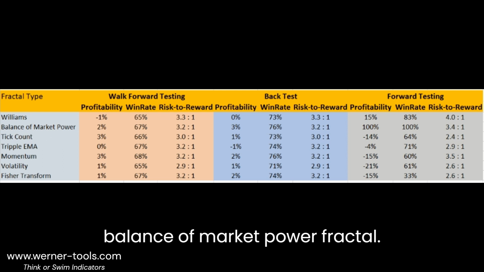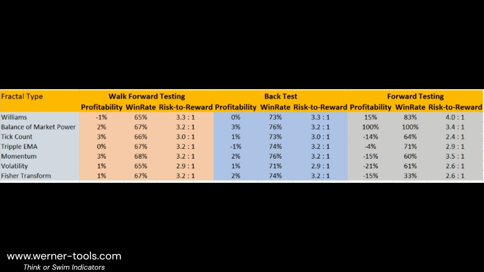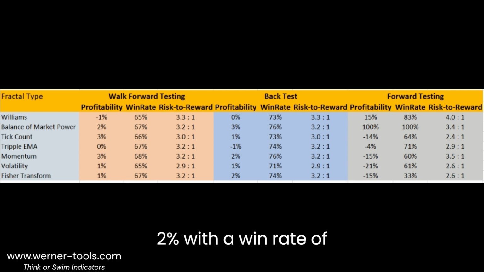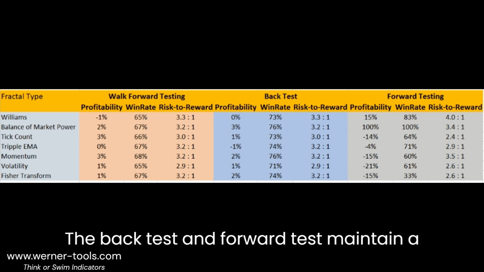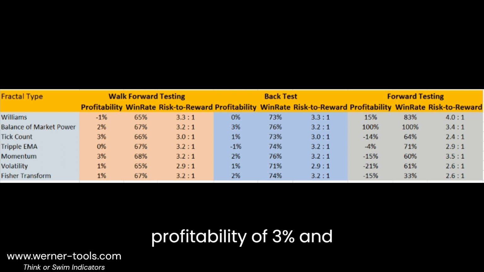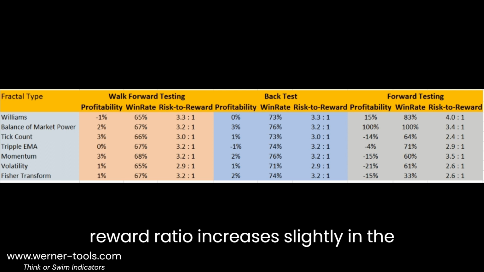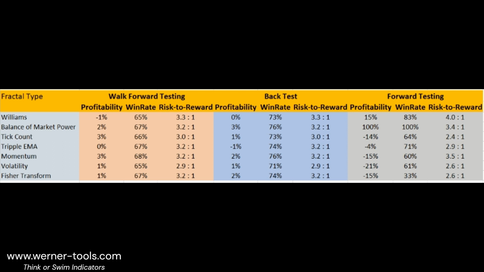Let's move to the balance of market power fractal. The walk-forward profitability is 2%, with a win rate of 67% and a risk-to-reward ratio of 3.2 to 1. The back test and forward test maintain a profitability of 3% and 100%, respectively, and display strong win rates, but the risk-to-reward ratio increases slightly in the forward test.